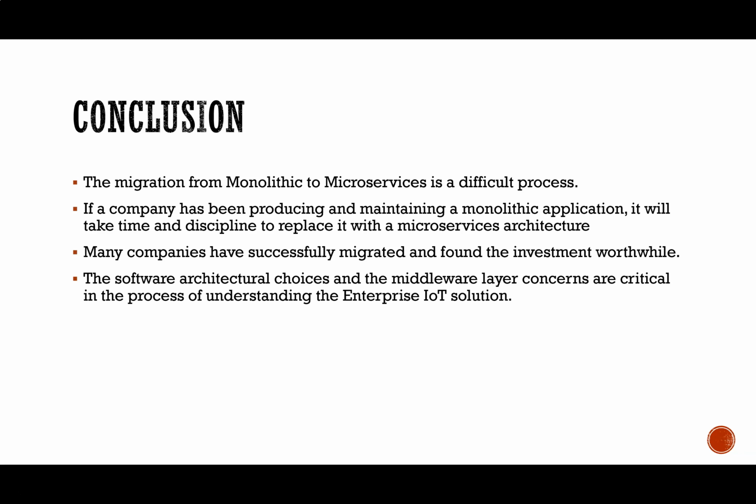Many companies, again, we talked about eBay, Amazon, Netflix, and companies of that nature, have been very successful with using microservices. And middleware layer concerns can make the enterprise IoT more efficient, because the middleware can allow communication to exist between different layers of the new architectures. This has been the discussion of Chapter 5, Architectures for Enterprise IoT.